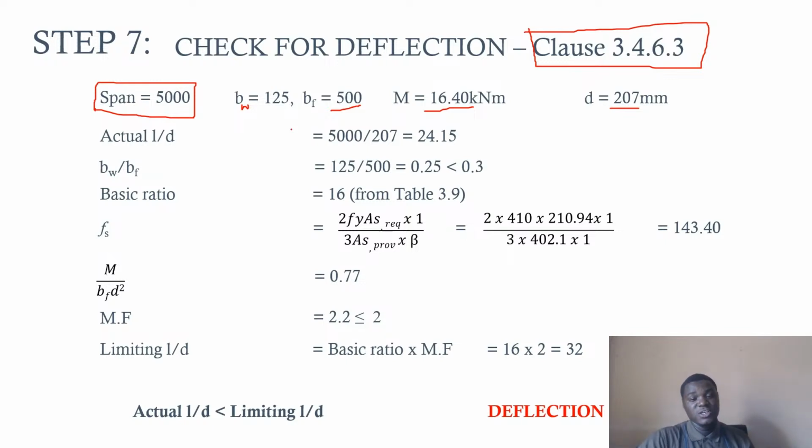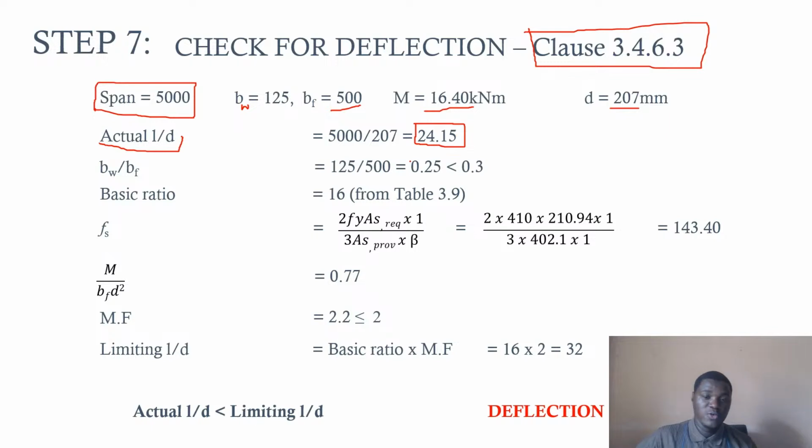The second method is using rigorous calculation. This one is not commonly used, especially in practice. So most of the time, we stick with the effective span ratio, especially if your beam is not too long. If you look at most design textbooks, this is what you see. So if we need to establish our actual L over D, our span is 5 meters, our D is 207. If we divide it, we have 24.15. So this is the actual ratio. Your limiting ratio must be greater than this for the deflection to be satisfactory.